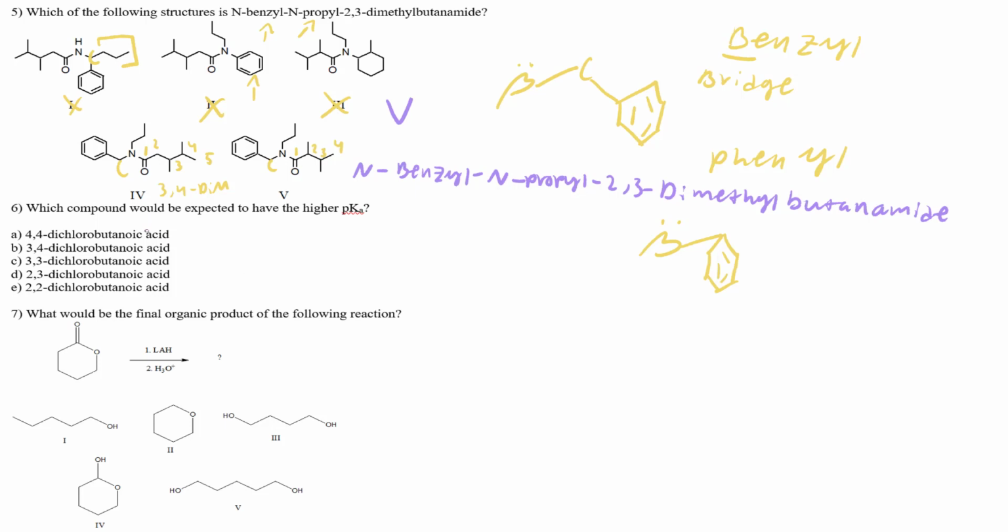6. Which compound would be expected to have the higher pKa? Okay, so we want to have the highest pKa. Now, pKa stands for acidity, and the lower the pKa means it's a great acid. Goes to strong acid. And let's clear this up, so I have more room to work on.